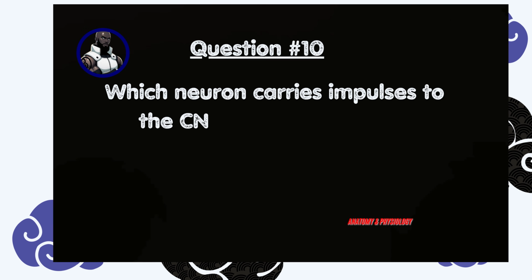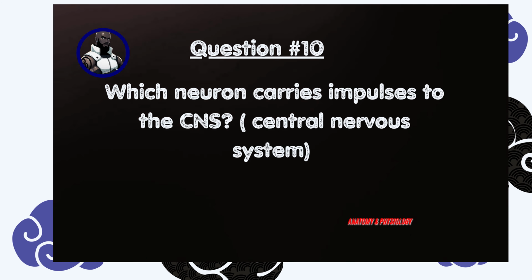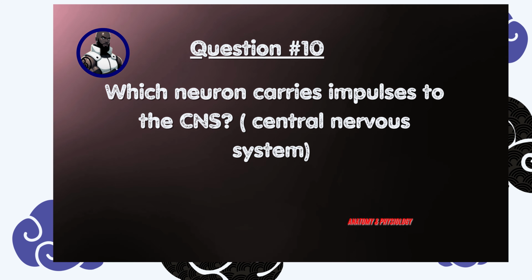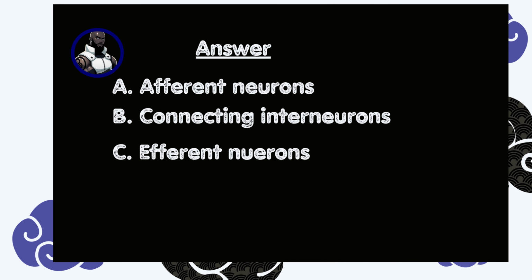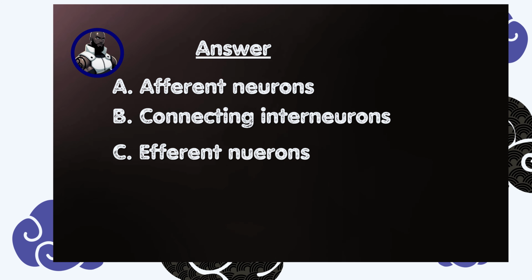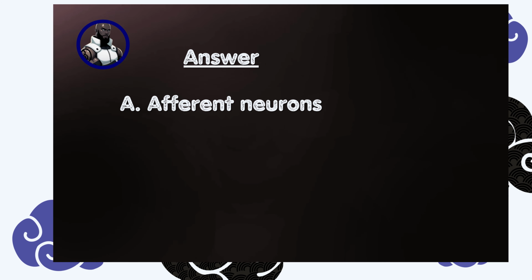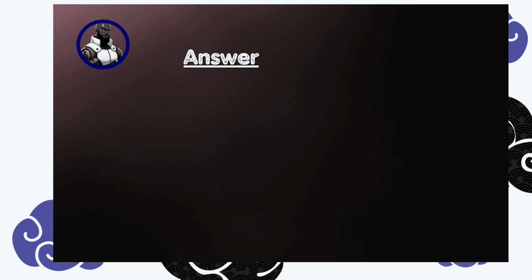Question number 10. Which neuron carries impulses to the CNS, central nervous system? Answer A, afferent neurons. B, connecting interneurons. C, efferent neurons. Answer A, afferent neurons.